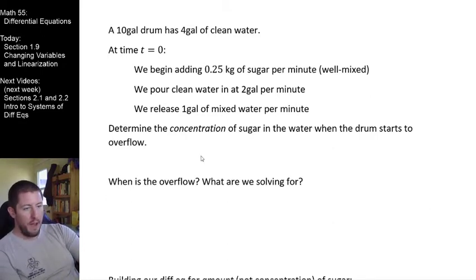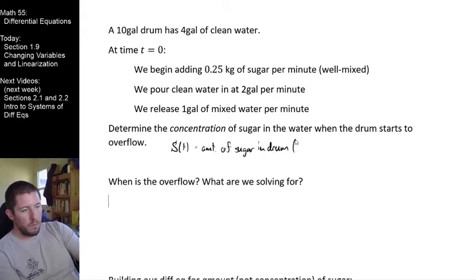So I want to define some things here, getting back into our standard colors. S of T is the amount of sugar in the tank. And it looks like we're going to talk about concentration.